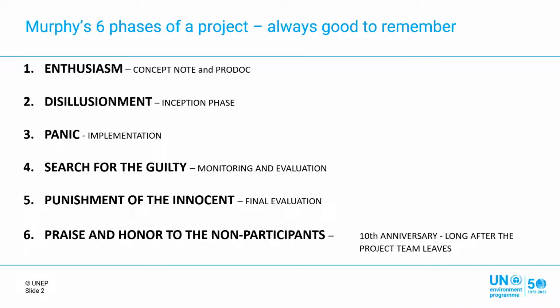And monitoring and evaluation, the subject of today, comes in when you try to find who is guilty and who is the person behind all this product. And then the final evaluation comes, which means punishment of the innocent. And then the project teams leave. And after 10 years, when somebody has the anniversary of the successful results of the project, then comes the time for the praise and honor of the non-participants. So you will also see the reflections of Murphy's 6 phases of a project in the coming slides when I refer to our field experience.